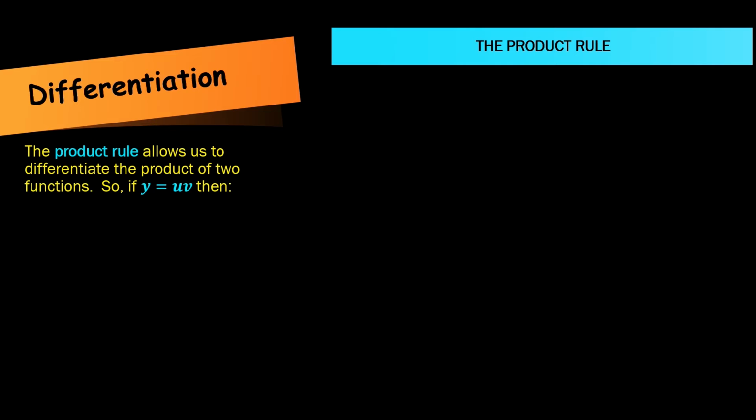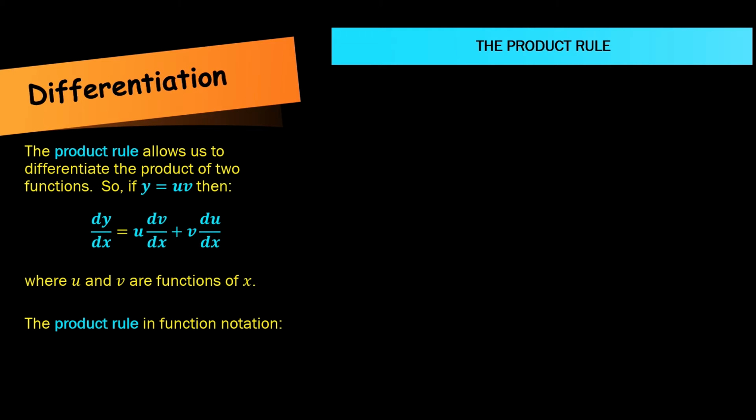So, if y equals u times v, then dy dx equals u times dv dx plus v times du dx, where u and v are functions of x. The product rule in function notation is as follows. If f of x equals g of x times h of x, then f dash of x equals g of x times h dash of x plus h of x times g dash of x.